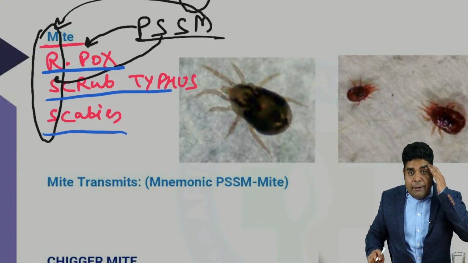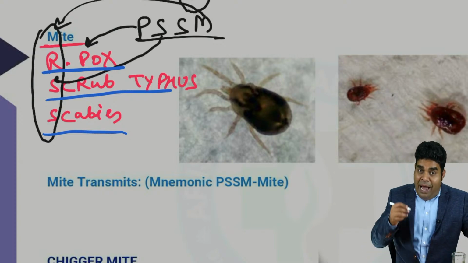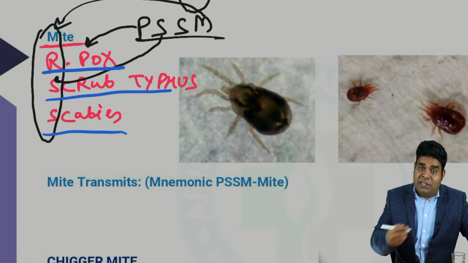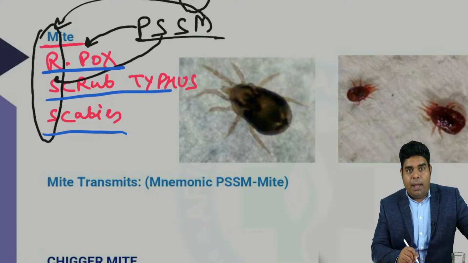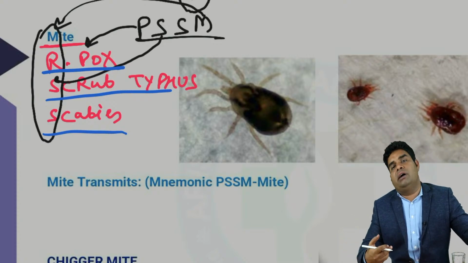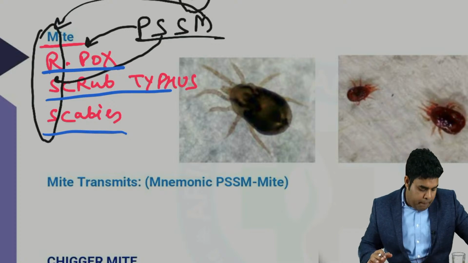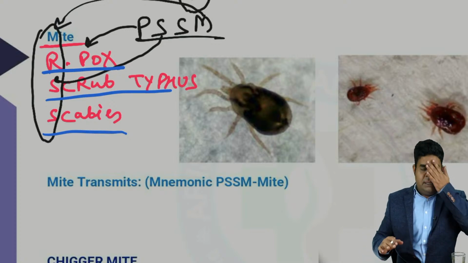You might think, sir, have you smoked or what? Rickettsial pox starts with R. Why did you make the mnemonic P? Because R is also there in relapsing fever and a lot of rickettsial diseases. But P is here, which we can remember. So pox, scrub typhus, scabies.